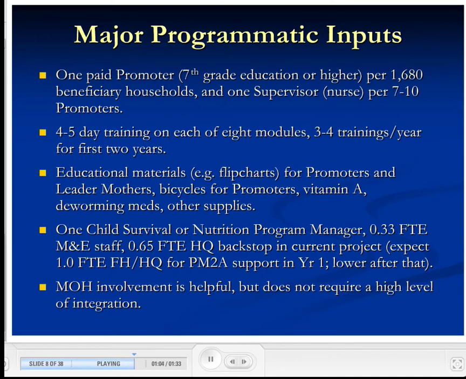There's one child survival program manager involved at the field. 1/3 of a full-time equivalent of M&E staff, so some involvement of M&E staff. 0.65 full-time equivalents of a headquarter backstop in this current project that we're doing in child survival. That can vary a bit too, but we feel like it needs a bit more help than some of our other projects in getting this set up. But in general, not very heavy staffing, I don't feel. The MOH involvement is helpful, but does not require a high level of integration.